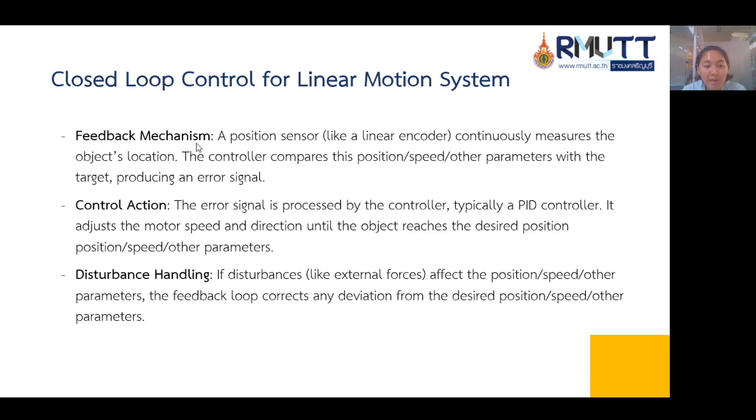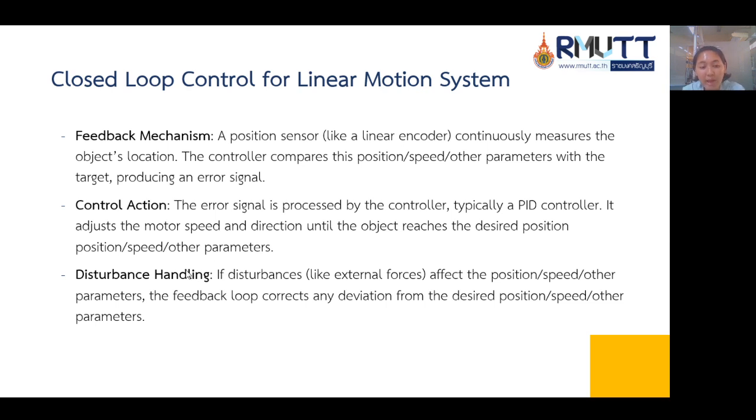And then for the feedback mechanism, a position sensor, like a linear encoder, continuously measures the object's location. The controller compares its position or speed or other parameters with the target, producing an error signal. And for the control action, the error signal is processed by the controller, typically a PID controller. It adjusts the motor speed and direction until the object reaches the desired position or speed or other parameters.